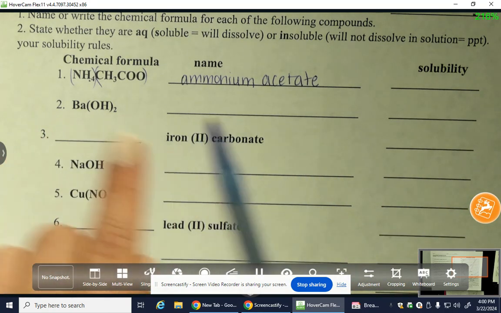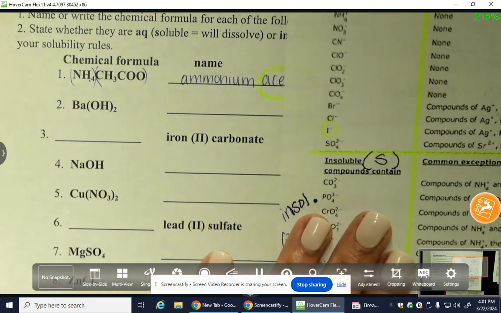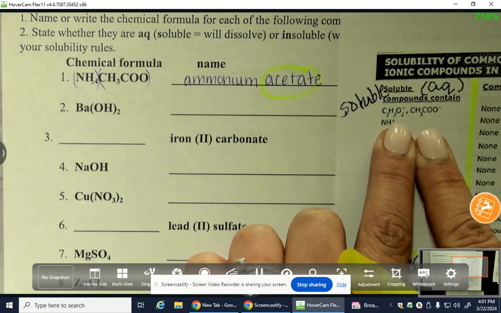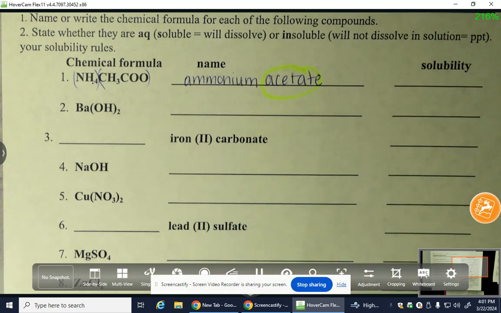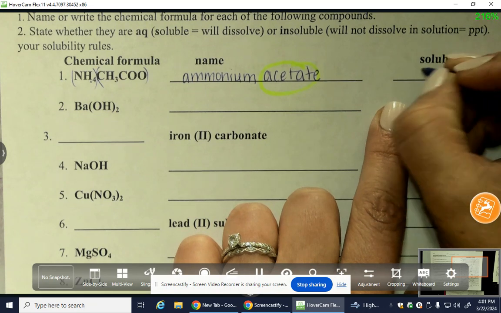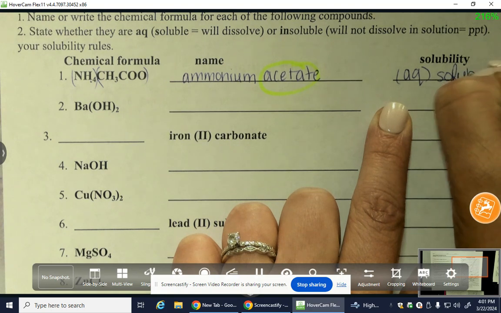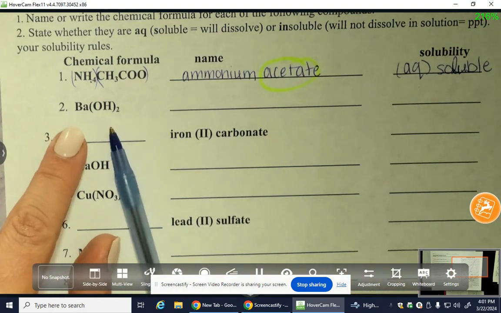All right, so let's run through our steps. We look at our anion, that's acetate. So we find acetate on the list. Acetate is soluble unless, is there any exception to that rule? No. So what's the answer? Soluble. So we're going to say aqueous, soluble. I don't recommend doing S and I, because then you're going to get confused and start thinking solids are soluble, and don't do that. So aqueous, soluble.